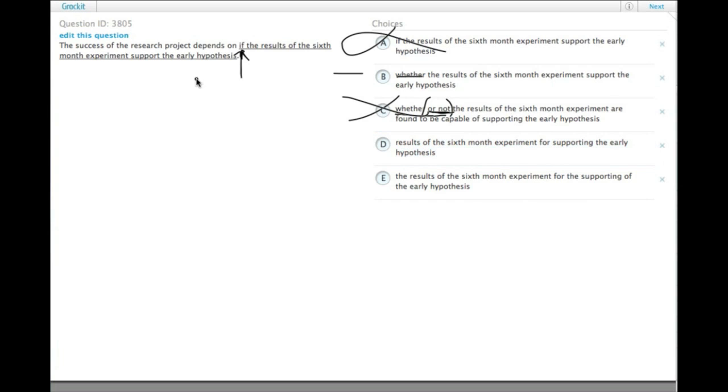See, the success isn't trying to support the early hypothesis, so this one actually changes the meaning of the sentence. Choice E, the success of the research project depends on the results of the 6-month experiment for the supporting of, and again this does the same thing. Right, so we don't actually need the 6-month experiment or the success of the research project for the supporting of the early hypothesis. That actually only leaves us choice B.